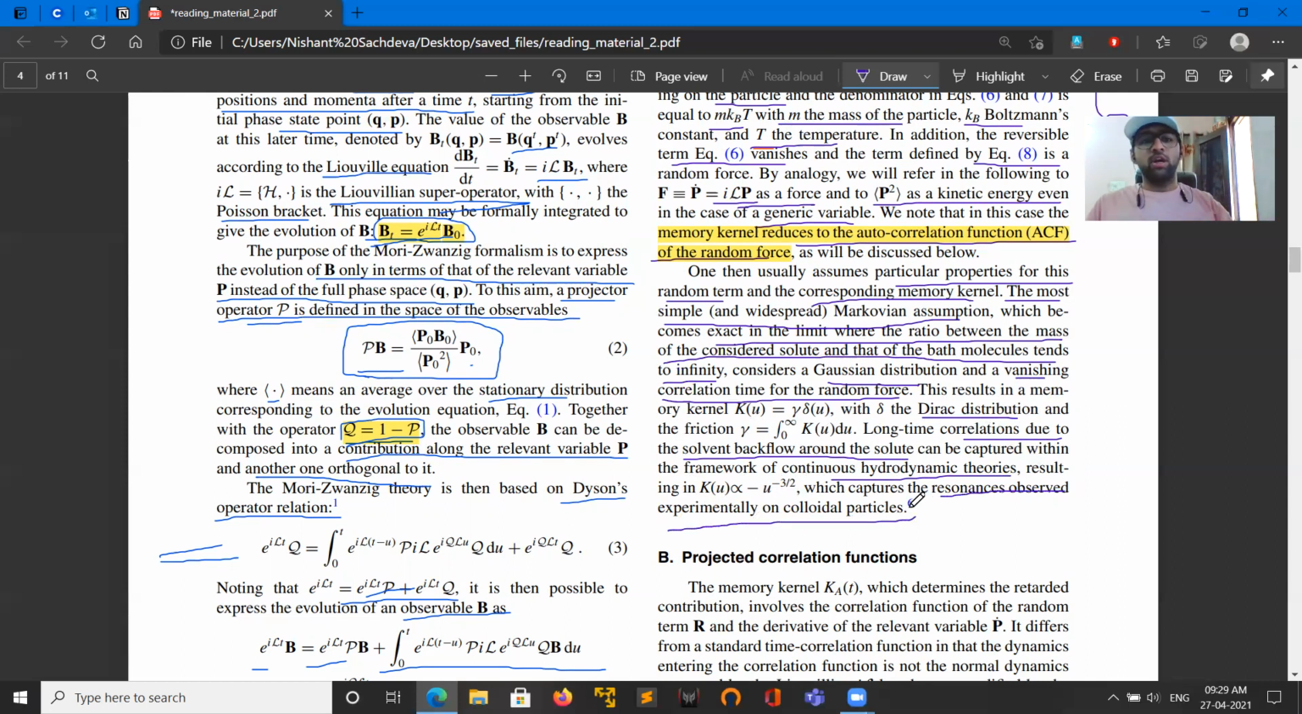What they're saying is that for a short time we can go ahead with this directly, but for a long time where reverberations can happen, we need to make certain assumptions, which we do here.